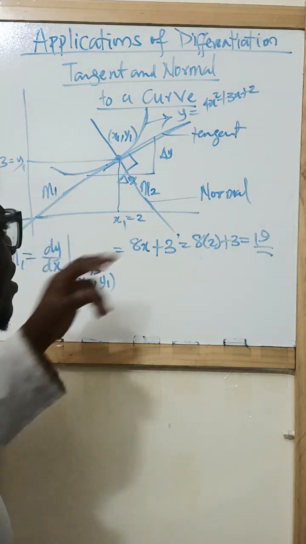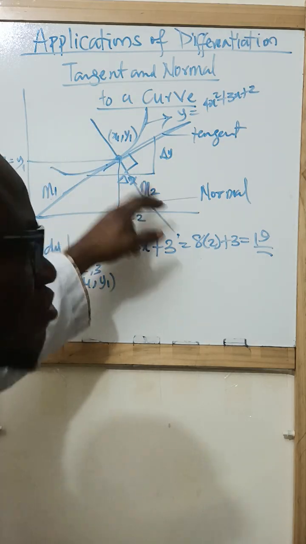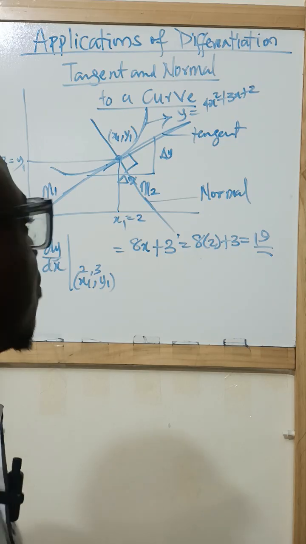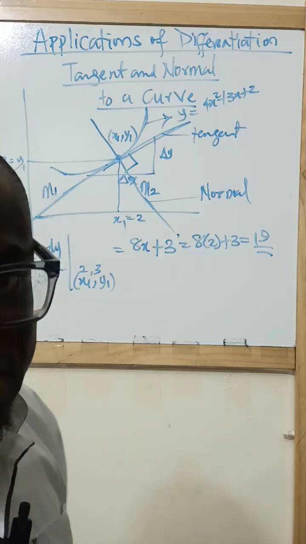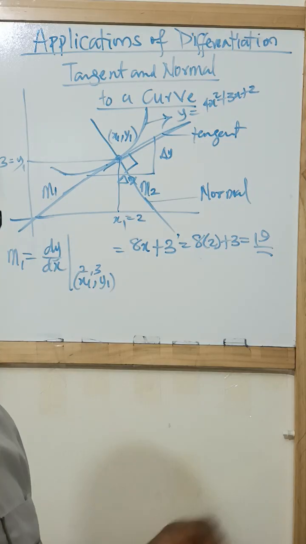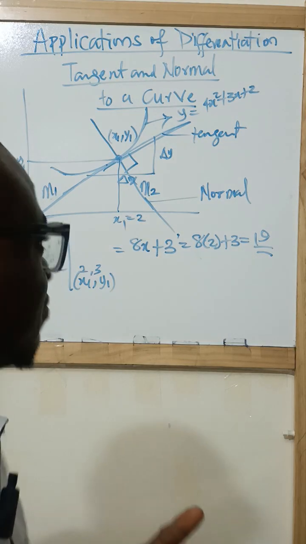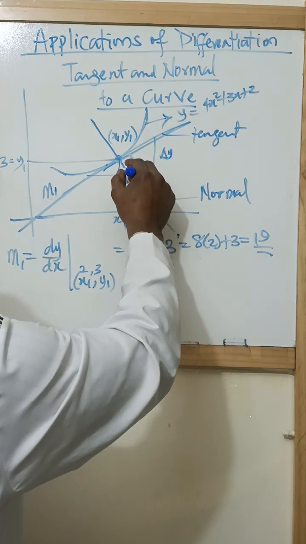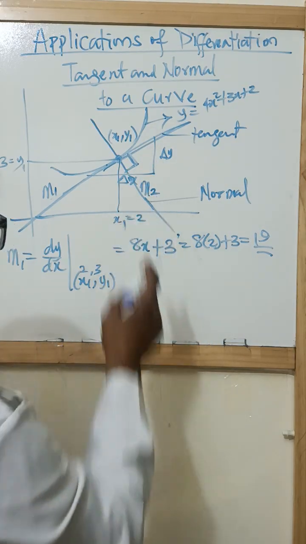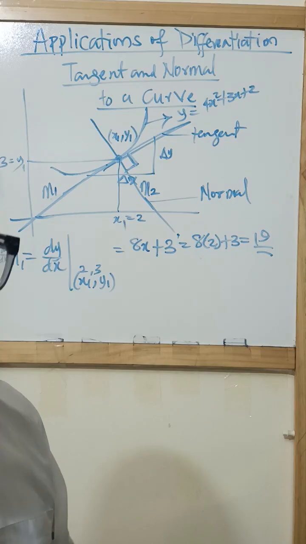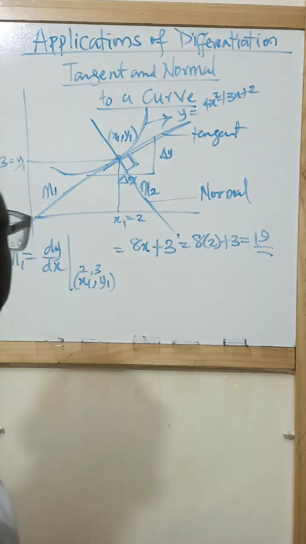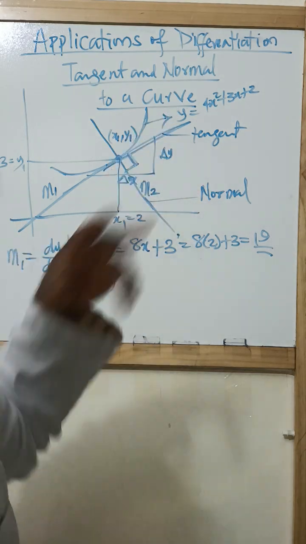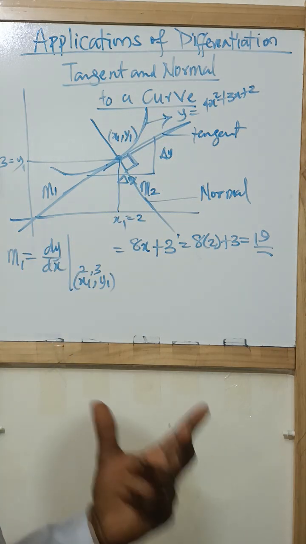Now we can also find the gradient of this normal, because the tangent and normal have a relationship: the angle between them is 90 degrees. So how do we find the gradient of this normal? If we know the gradient of the normal, then we can find the equation of the normal. Now, what is the equation of the tangent? We have its gradient now.